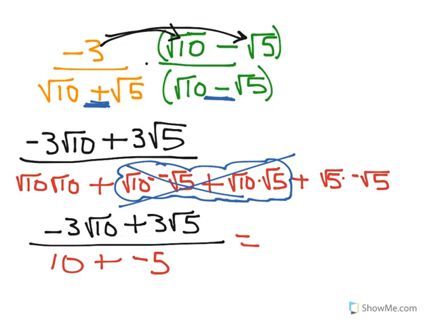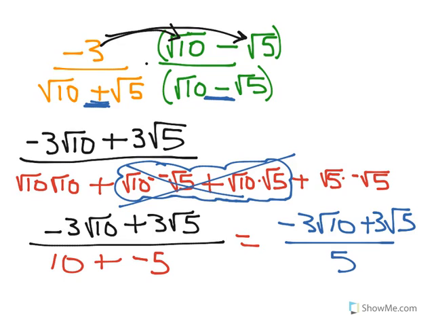So our simplest answer then becomes negative 3 radical 10 plus 3 radical 5 all over 10 minus 5, or 5. And that's our simplest term.